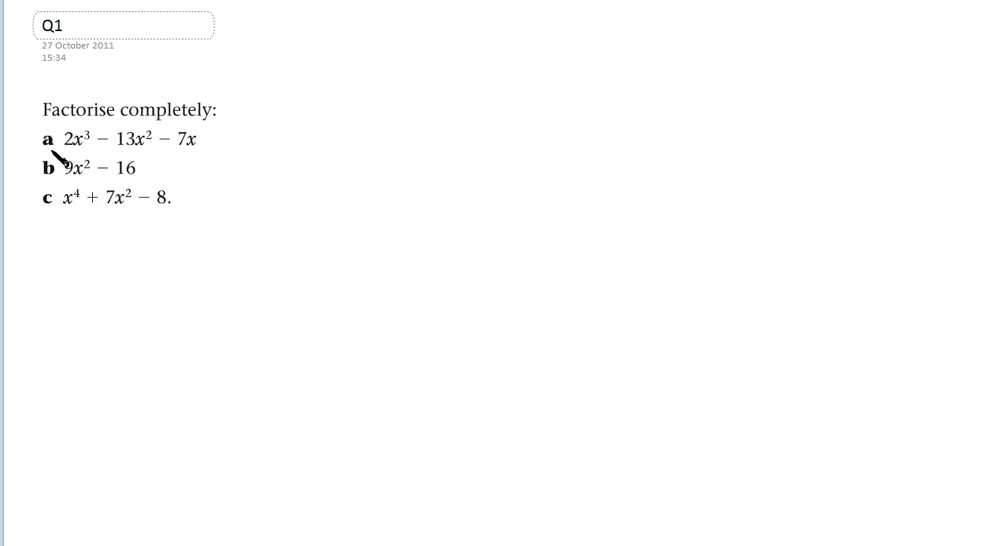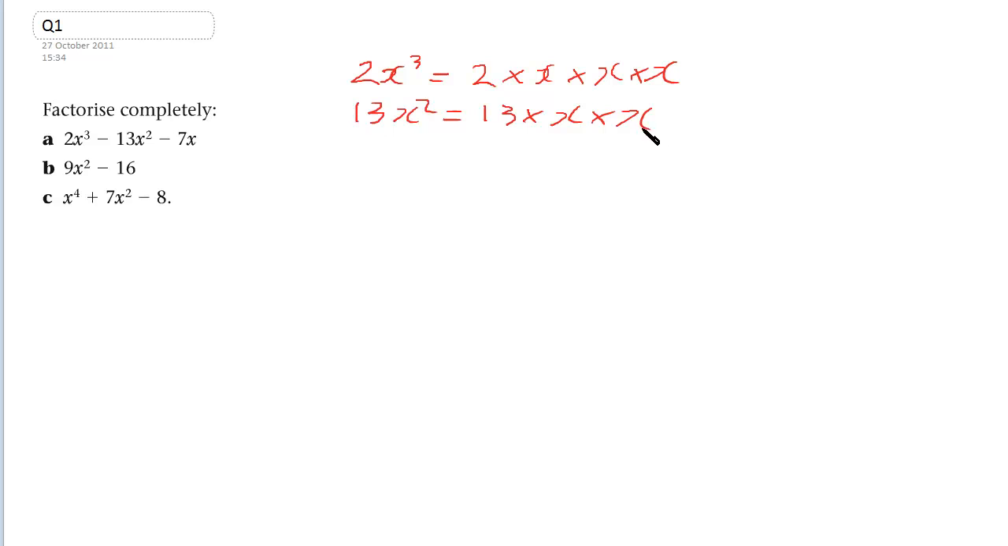Now the first thing we do when we're factorizing is to look for a common factor. And the way you can do this is to write each term out as all its prime factorization plus all the variables times together. So the prime factors of 2 are just 2, and we get times x times x times x. And then on the minus 13x squared, well, we won't worry about the sign, but if we look at 13x squared, we get 13's prime times x times x. And 7's also prime on the 7x. So we get 7 times x, and the only thing which is common to all of them is 1x. So that is our common factor.